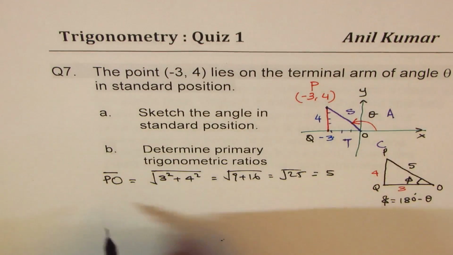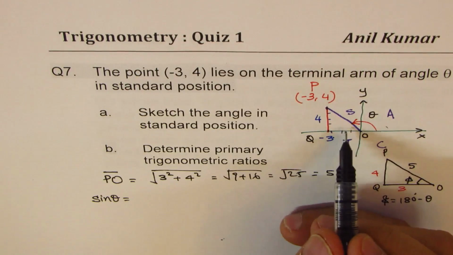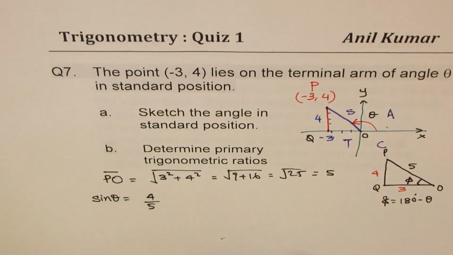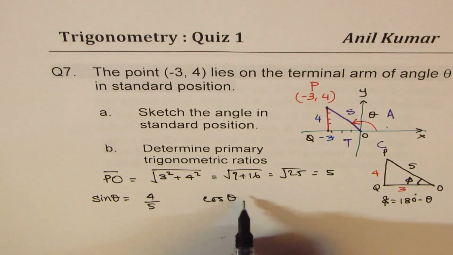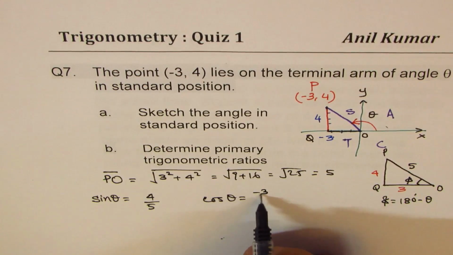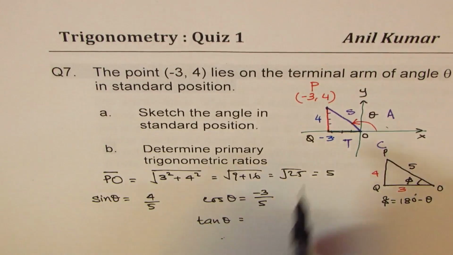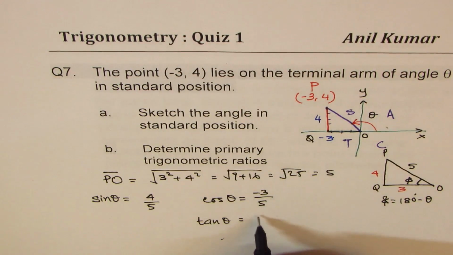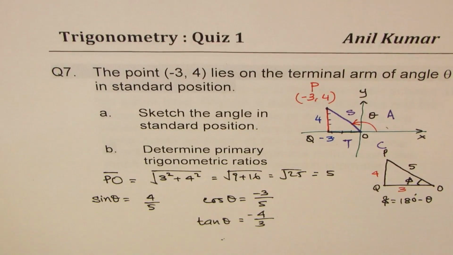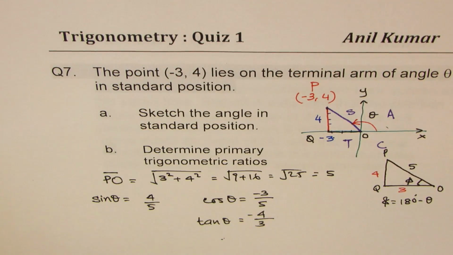Even otherwise, we say sine of theta is equal to, the opposite side is 4, so it is 4 over 5, correct? Now what is cos of theta? Cos of theta will be, adjacent side is minus 3, so it is minus 3 over 5, and tan of theta is the ratio of these two, right? So the value is 4 over 3 with a negative sign. Do you see that negative sign? So that is how we can find all the primary trigonometric ratios, correct?